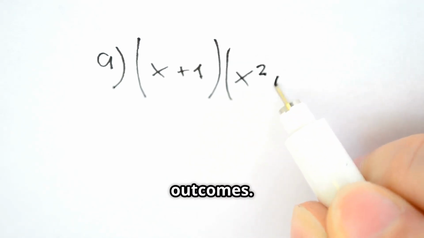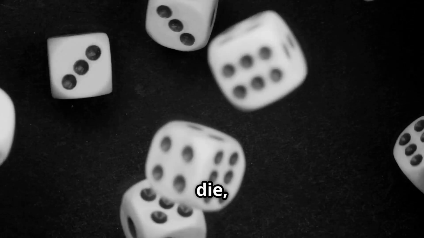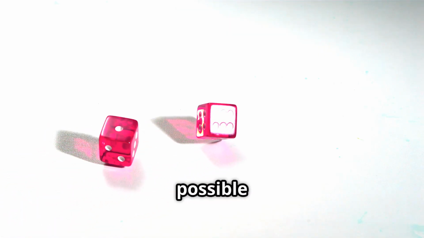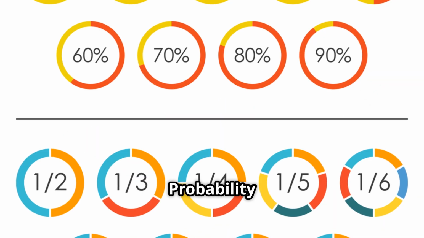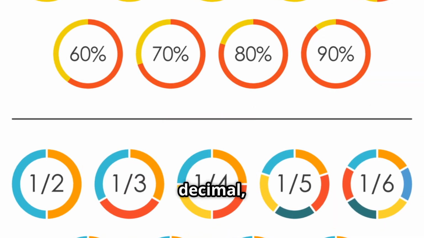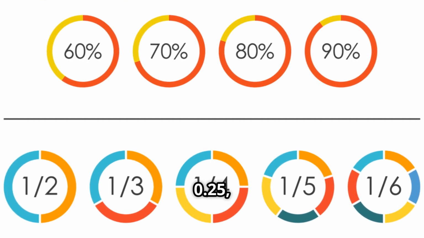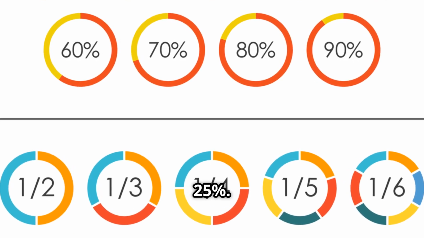If you roll a standard 6-sided die, the probability of rolling a 4 is 1 out of 6, because there's only one 4 and 6 possible outcomes. Probability can be written as a fraction, a decimal, or a percentage. For example, 1/4 is the same as 0.25, or 25%.